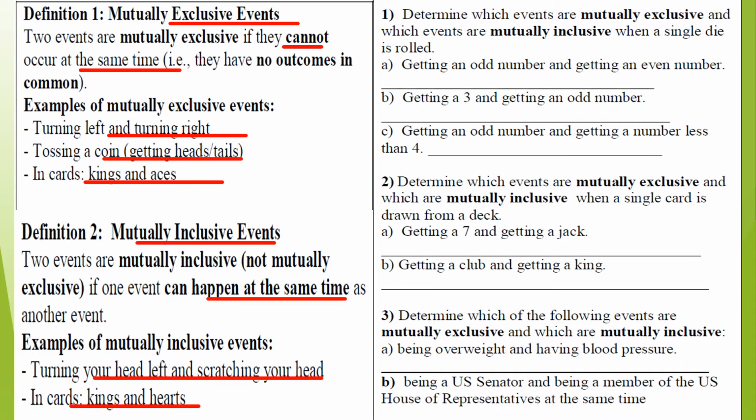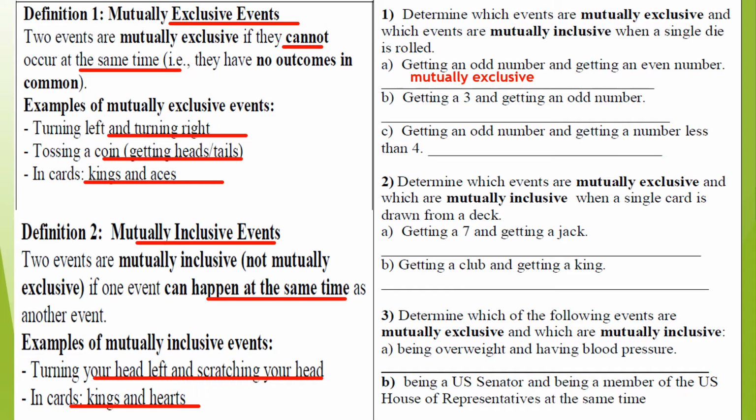Determine which events are mutually inclusive when a single die is rolled. Getting an odd number and getting an even number. So this is mutually exclusive. You cannot have an odd and at the same time an even.